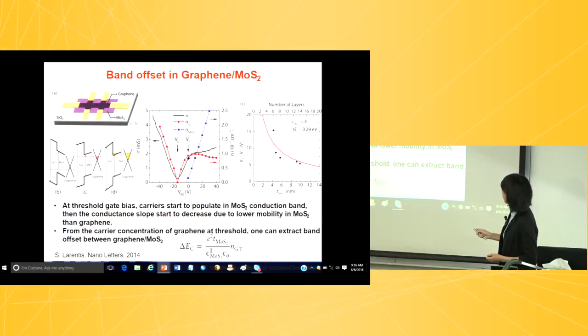For the electron branch, however, when we go beyond the Dirac point to a certain voltage, the conductance starts to saturate and slow down. This transition point is defined as a threshold voltage. It identifies the point where the electrons start to populate in MoS2. So as shown in this band diagram, when we add more and more electrons in the graphene, this will introduce more band bending in MoS2. At some point, the Fermi level in graphene will be aligned with the conduction band edge of MoS2. So the electrons start to fill up in the conduction band in MoS2. Once this starts, the conductance will reduce because the mobility in MoS2 is much lower than graphene. So by measuring this threshold voltage relative to the Dirac voltage, we can extract the band offset between graphene and MoS2.